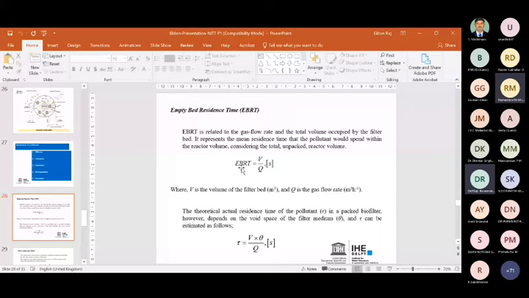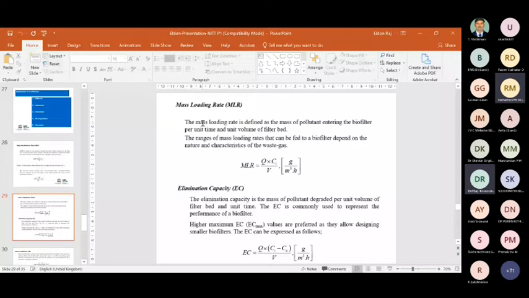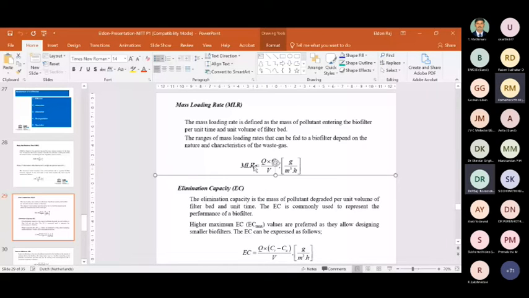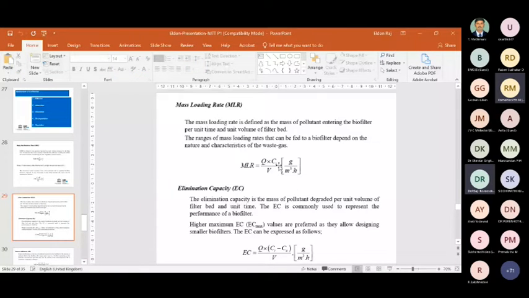And the second parameter is the mass loading rate, or the inlet loading rate. It can be ILR, or the mass loading rate, which is Q, the flow rate, multiplied by the concentration, divided by the volume, which gives grams of pollutant per cubic meter per hour. This is the inlet loading rate. This is very similar to a wastewater treatment system.